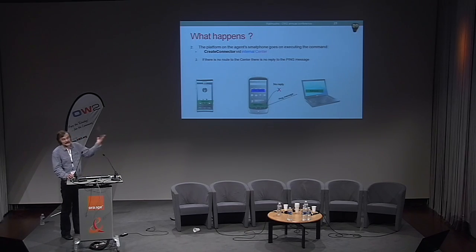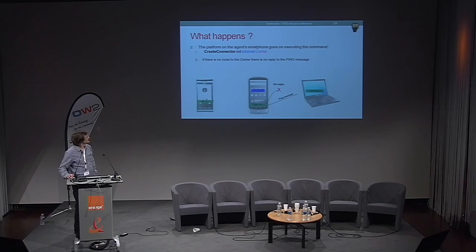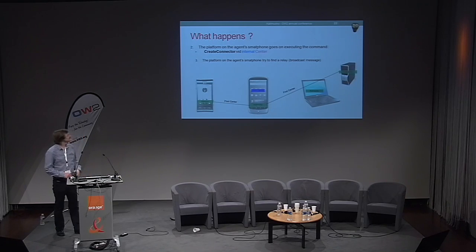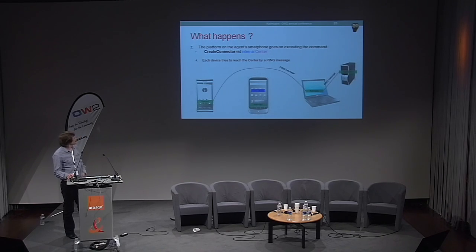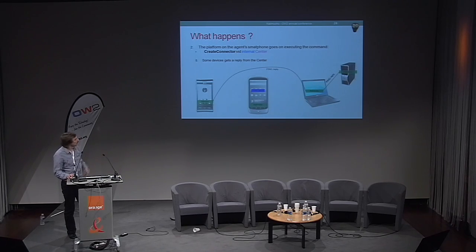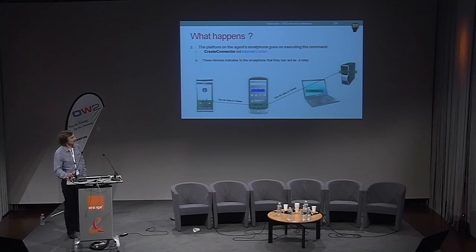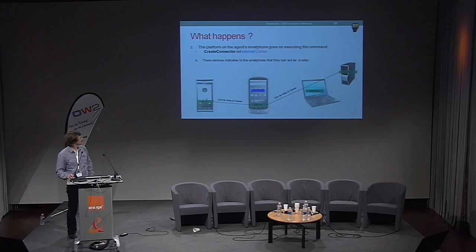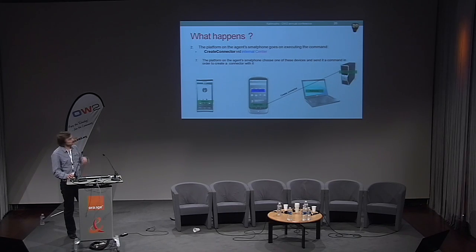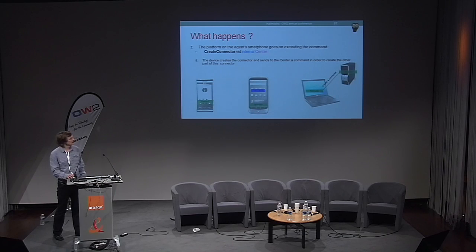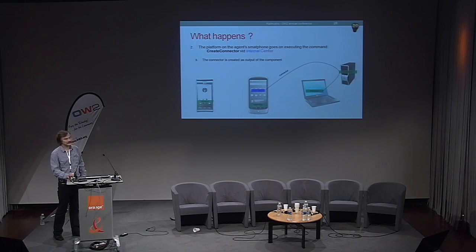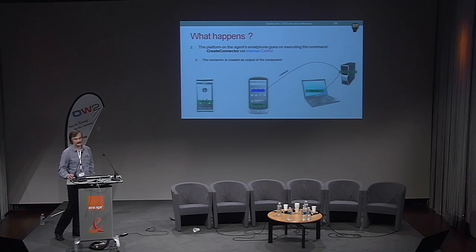Well, what can happen is you send a ping message and there is no reply. If that happens, the platform will send a broadcast message looking for how to find the center. It works in the same way. Every neighbor that gets this request will try with a ping message. One or two or more get a reply, and then they reply that they can do relay. They can relay for the center. The smartphone will choose one relay and send it a command to create a connector, and we have a connector, not direct, but a working connector between the two.